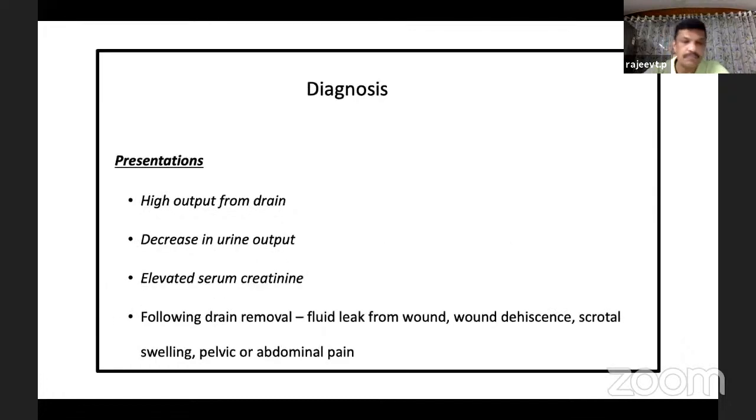Now, how to diagnose them? These patients with urine leak usually present with a high output from the drain. There will be decrease in urine output. The serum creatinine may be elevated, and one may find that following the removal of the drain, there will be fluid leak from the wound. Wound dehiscence can be there. Patients may present with scrotal swelling, and there can sometimes be pelvic or abdominal pain.